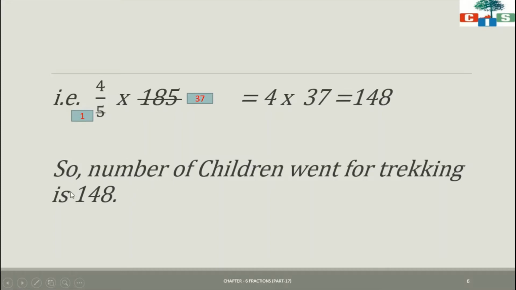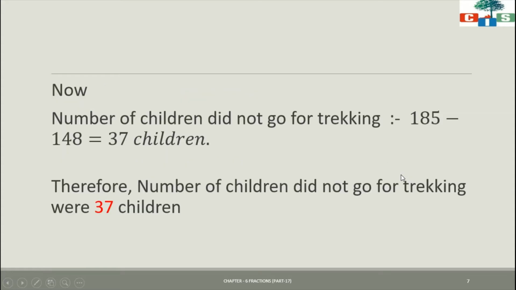Okay, here what we have done, we have found the number of children. A fraction was given, and we have found the number of children who went for trekking. Okay, now our last step, that is we have to find number of children who did not go for trekking. So what we have to do? We have to subtract the number of children who went for trekking from the total number of children in the class.